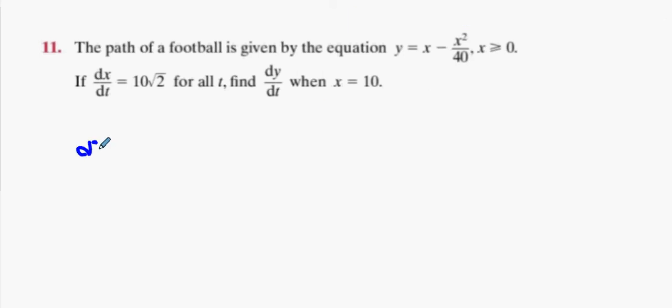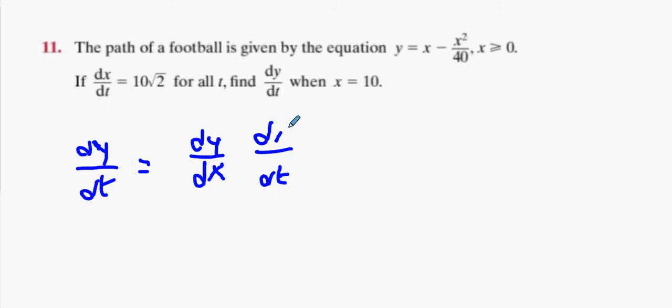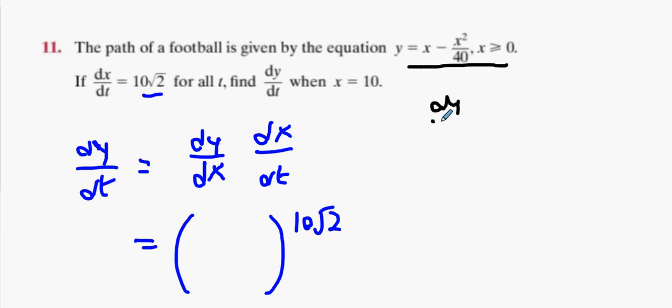The dy/dt is what? What is the dy/dt the same as? What's the only other letter available in this question? Exactly, x. Now, we have the dx/dt, don't we? What's the dx/dt? 10 root 2. Do we have the dy/dx? We don't, do we? So what is the dy/dx? So you differentiate 1x, you get? 1. That minus 1 over 40.